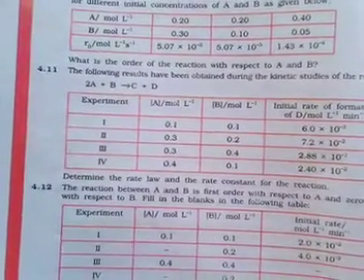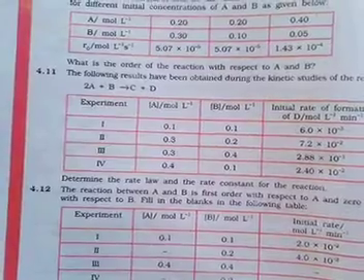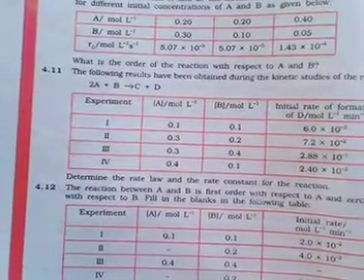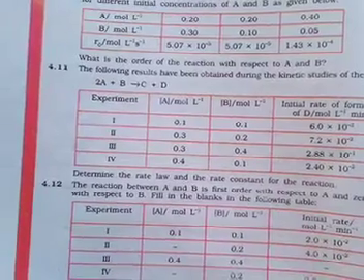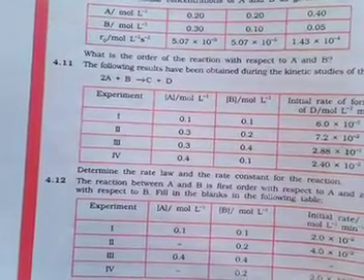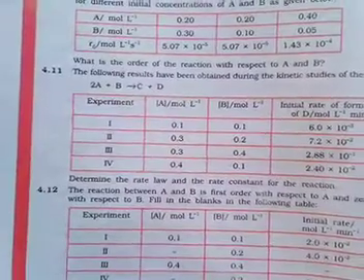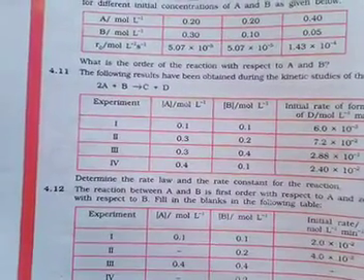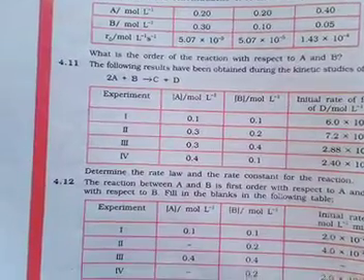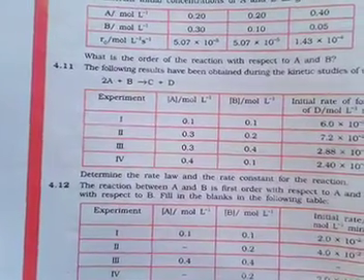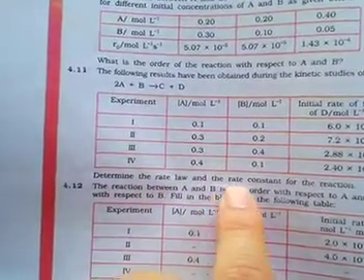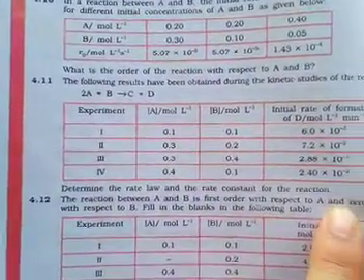There are four experiments, and the initial concentration of A has been given, the initial concentration of B in terms of mole per liter is also given, and then the initial rate of formation is also given for the four different experiments for the same reaction. Now you have to determine the rate law and then the rate constant for this reaction.